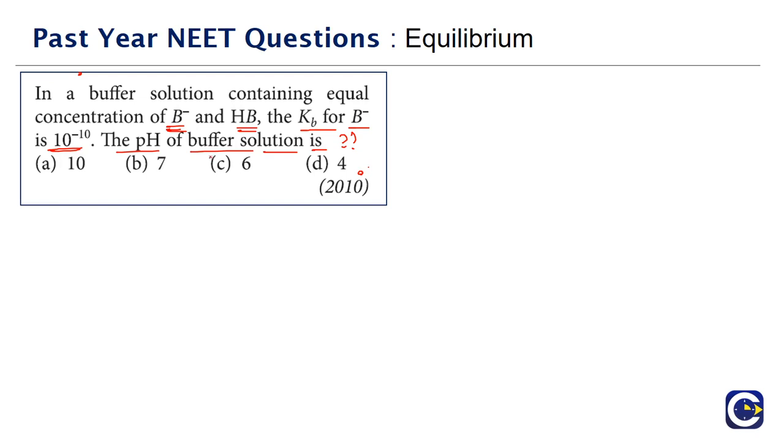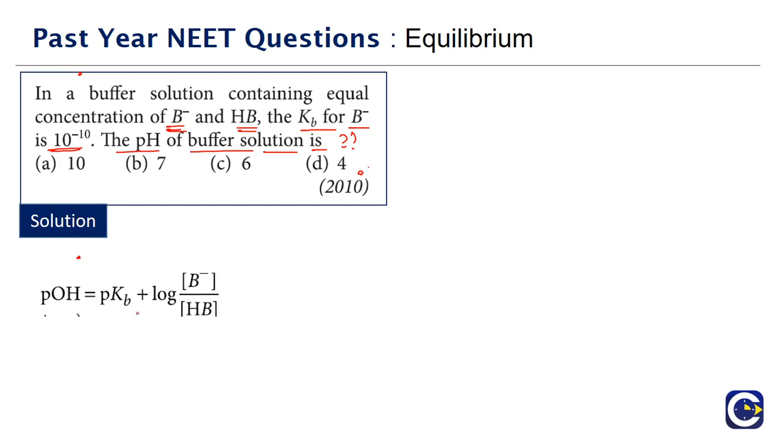See, if you look at the basic buffer, we have a formula for the basic buffer, pOH. pOH is equal to pKb plus log of the anion concentration by the BH concentration. So this is the formula we have for the pOH of the basic buffer. For the acidic buffer we have the formula in terms of pH. For the basic buffer we have the formula in terms of pOH.